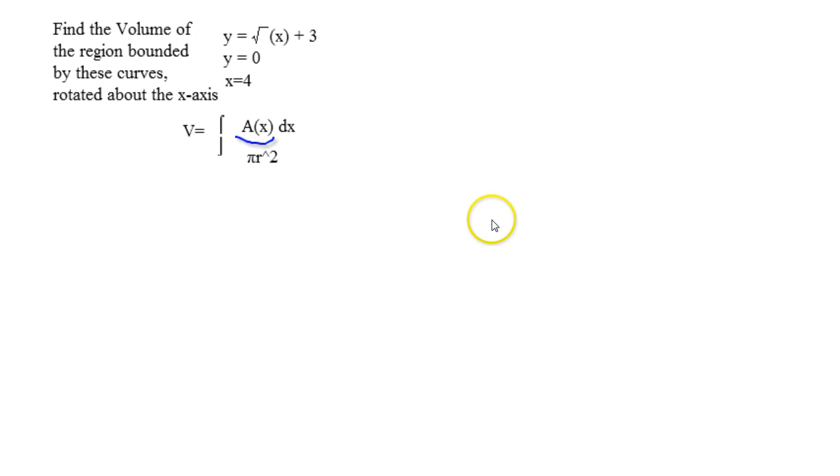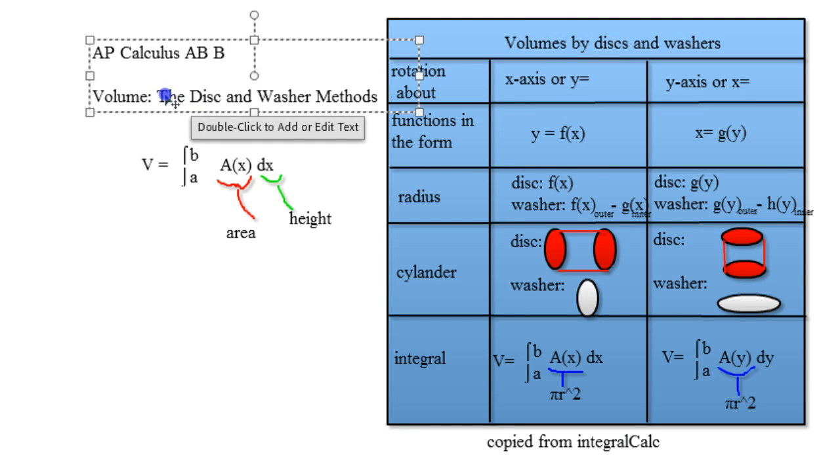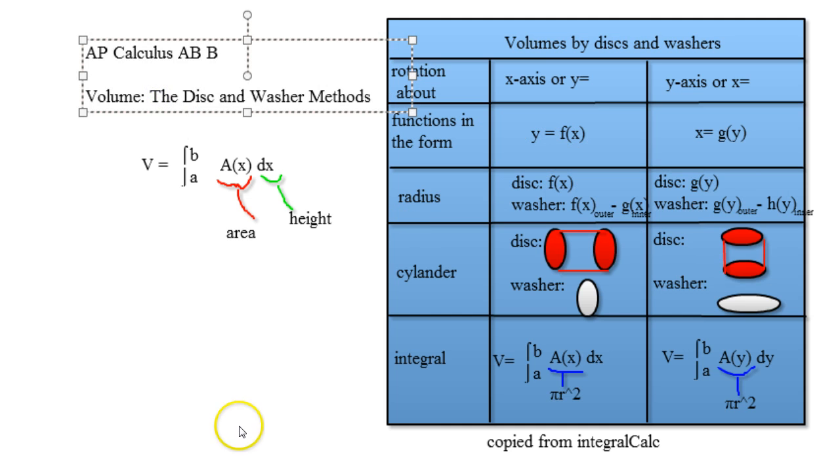Now we will be finding the volume of the region bounded by these curves, rotated about the x-axis. That gives us a big hint that going forward, if we're rotating about the x-axis, we'll have it in terms of y equals f of x, and we will be using the integral from a to b of A(x) dx. And remember, A(x) is going to be pi r squared.